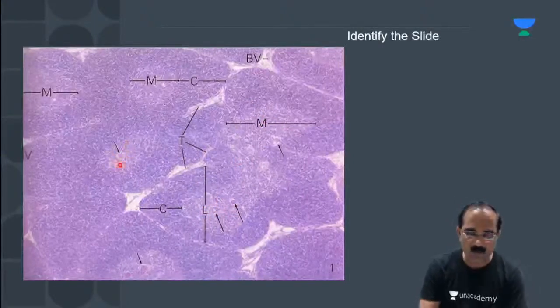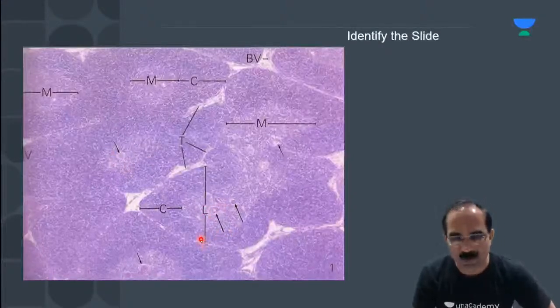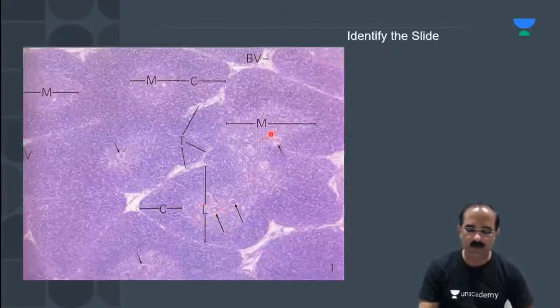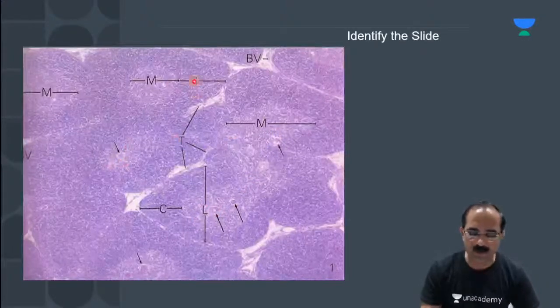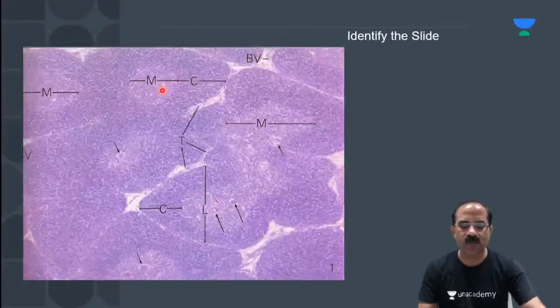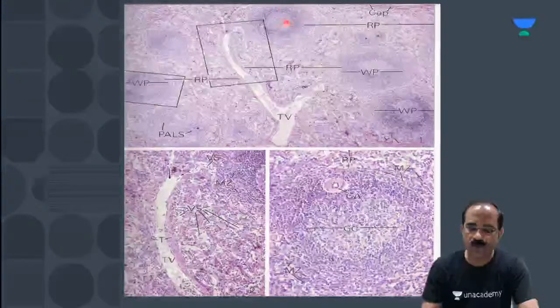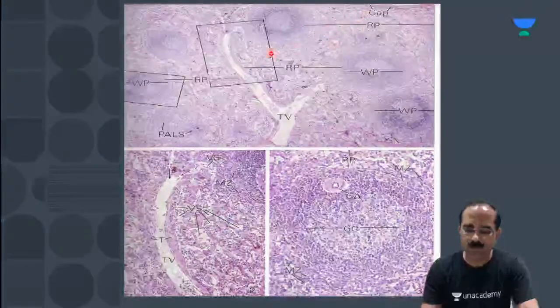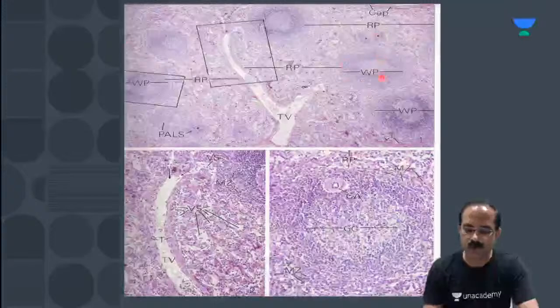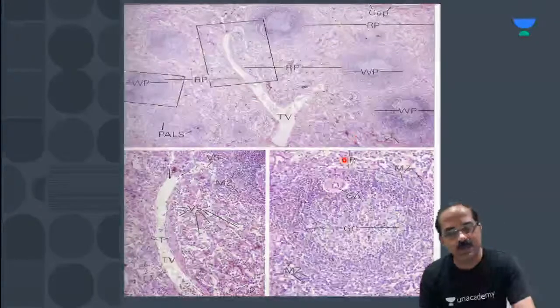What are these rounded structures known as? These are the Hassall's corpuscles. These Hassall's corpuscles are characteristic of what? Thymus. Okay, so this is thymus. What is this? This is white pulp, and all this is red pulp. This is all blood. This is red pulp. This is white pulp. This is spleen.